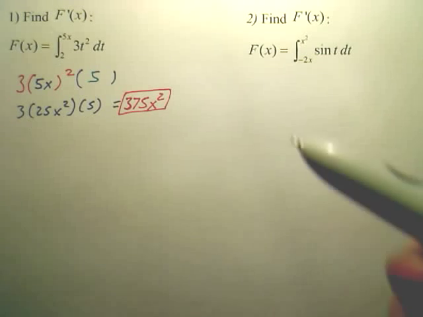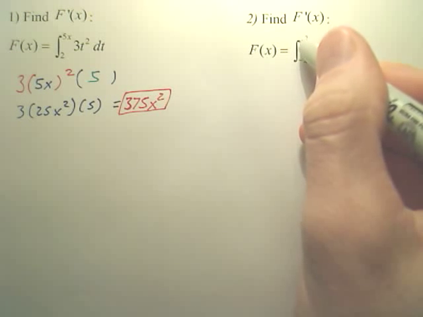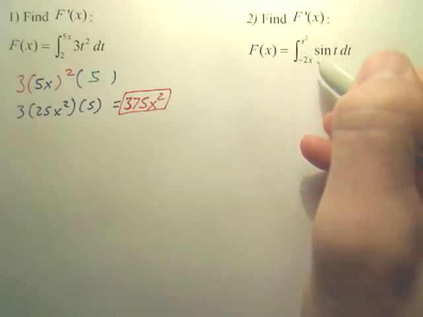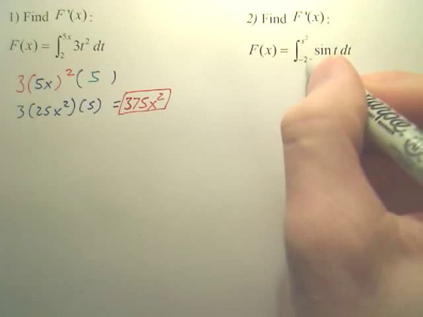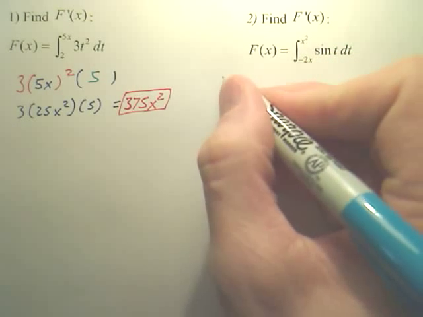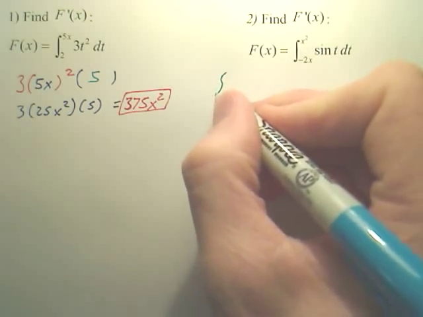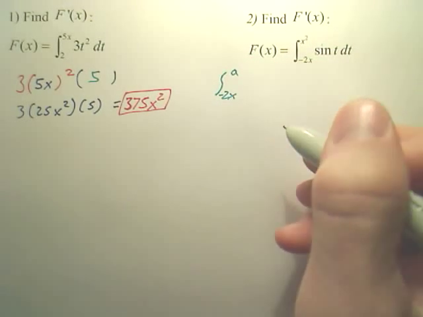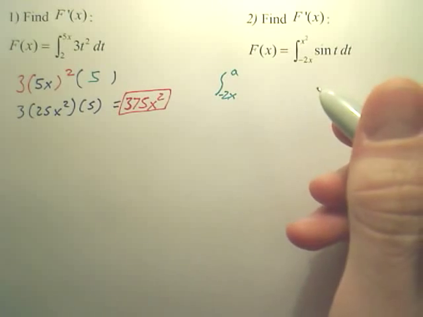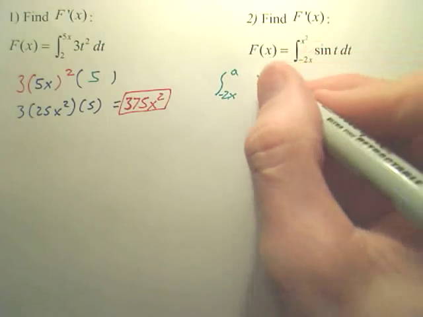Now number 2 here is a little bit more difficult because it's not a constant to an x of some sort. When they both have x's in it, you have to break this up into 2 separate integrals. And what you do is it will basically look something like this. We're going to go from negative 2x to some constant. I'm going to call it a. You can call it whatever, just not x, and not t.